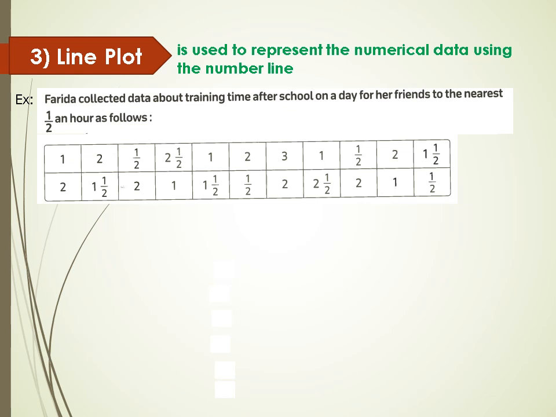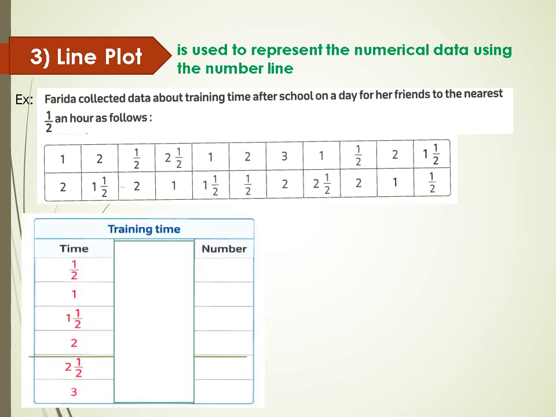1, 2, 3, 4. And 1 hour: 1, 2, 3, 4, 5. And 1.5 hours: 1, 2, 3. And 2 hours: 1, 2, 3, 4, 5, 6, 7. And 2.5 hours: 1, 2. And last one, 3 hours is only one student.